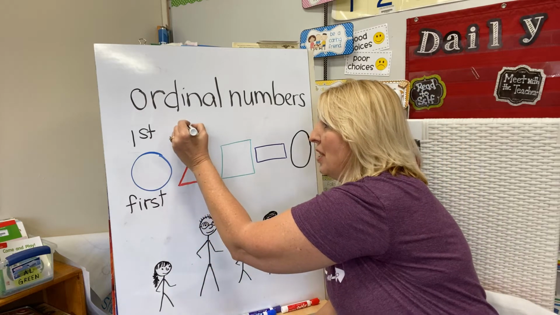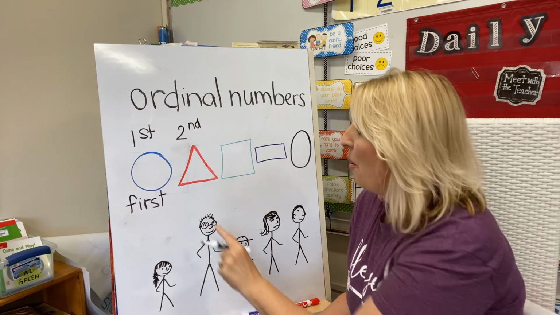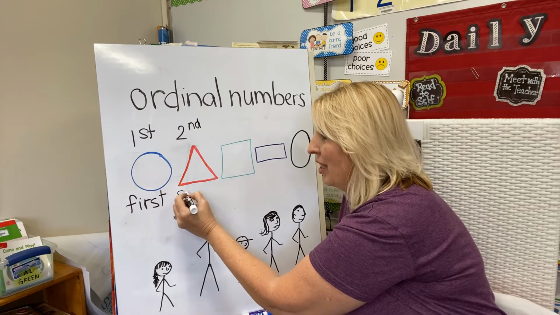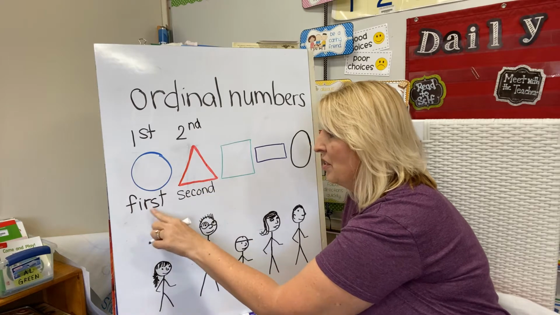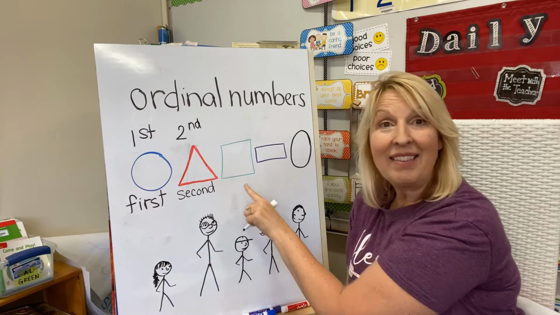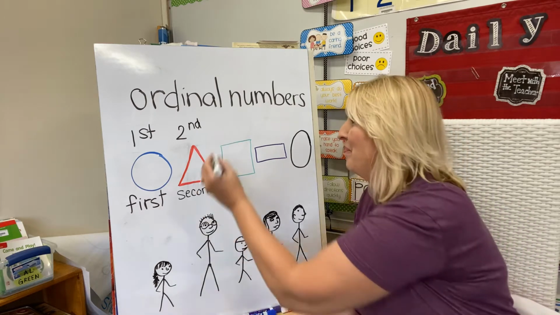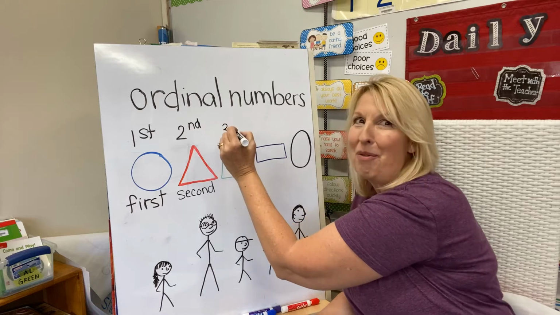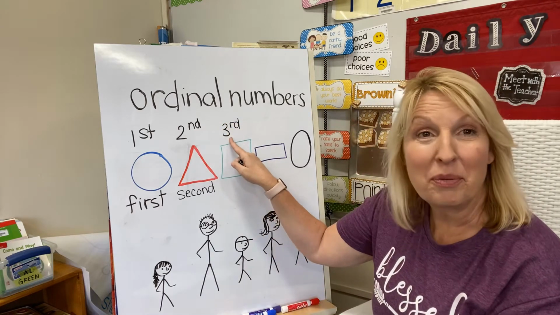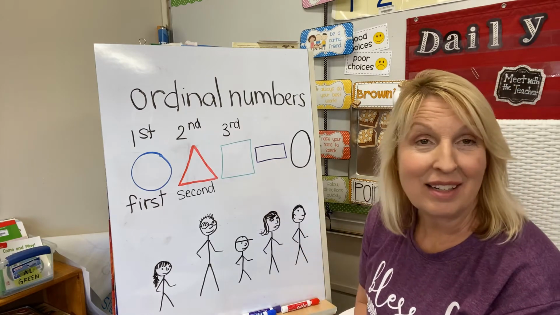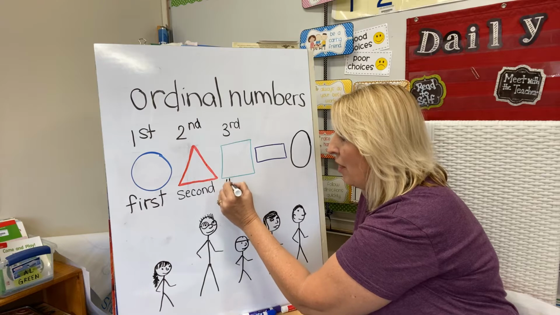And so the circle would be first, and then the triangle would be second. We can write it with a number 2 and a little ND abbreviation, or we can write it as a word, second. First, second, and then the square would be third. Did you know that? We can write it with a 3 and then an RD, abbreviated for third, or we can write the word third.